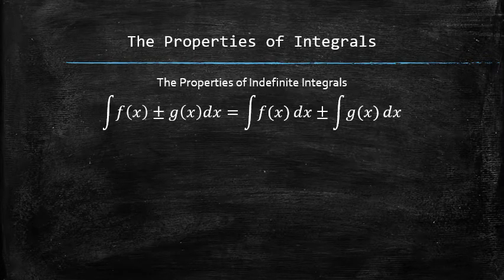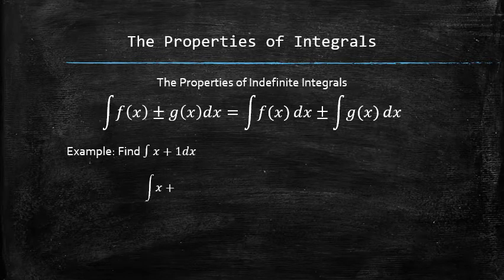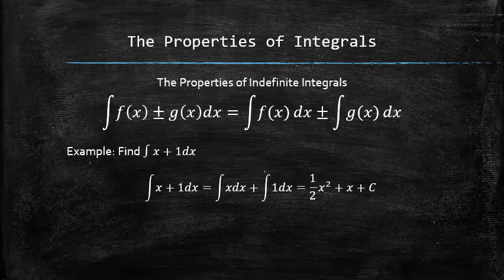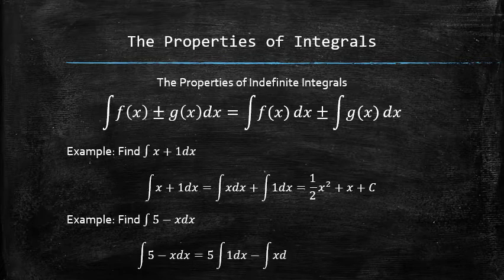To practice this property, let's find the indefinite integral of x plus 1 by splitting the integral into the sum of 2 and then integrating each one separately. Similarly, we can find the indefinite integral of 5 minus x by splitting the integral into the difference of 2 and then integrating each one separately.